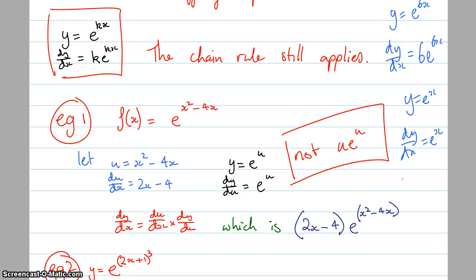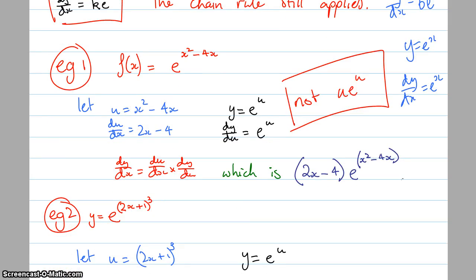Let me show you another example that again needs the chain rule. I've got e to the power of 2x plus 1, and the 2x plus 1 is all cubed. I'm going to say that u equals 2x plus 1 all cubed, and y equals e to the u. If you can, try to get the right-hand side to be y equals e to the u. Don't leave it as e to the u cubed, because I feel like you'll make mistakes with that. Try to make that one e to the u if you can.